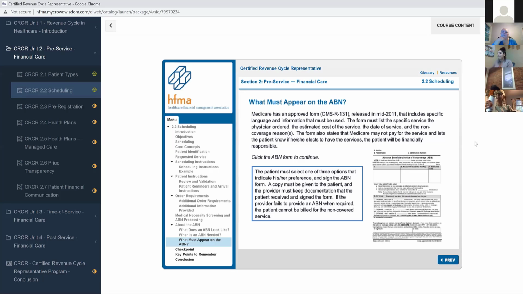And Barbara, it's only your traditional Medicare patients that need ABNs, right? You don't need them for your Medicare HMO patients? Correct. Correct.